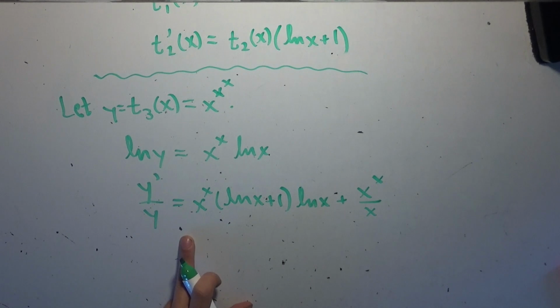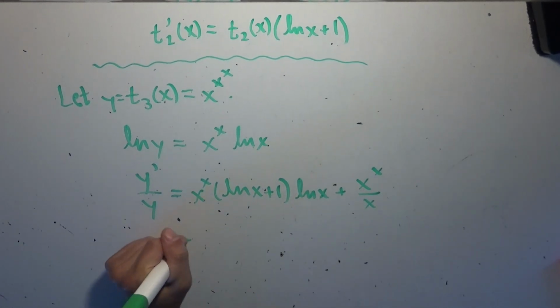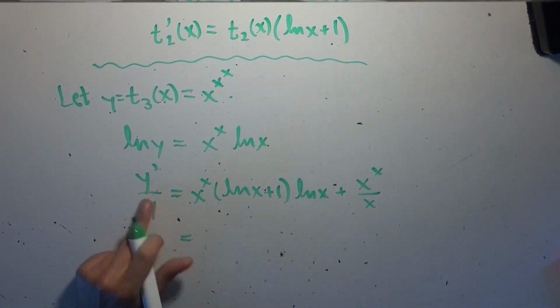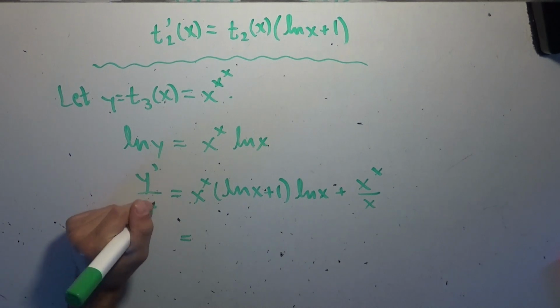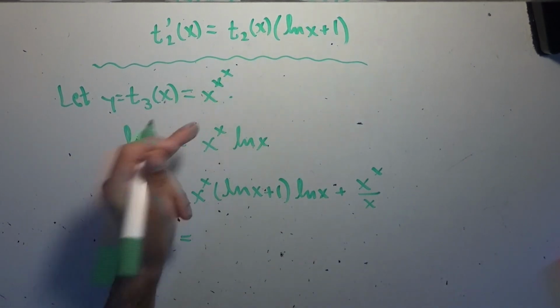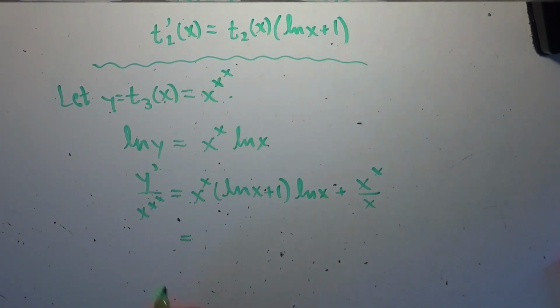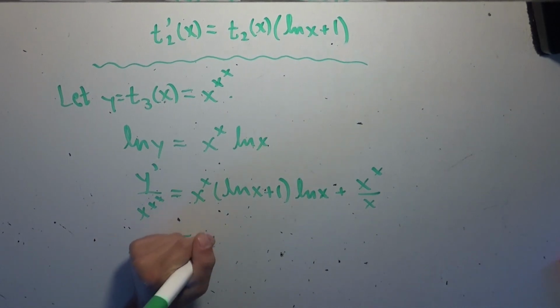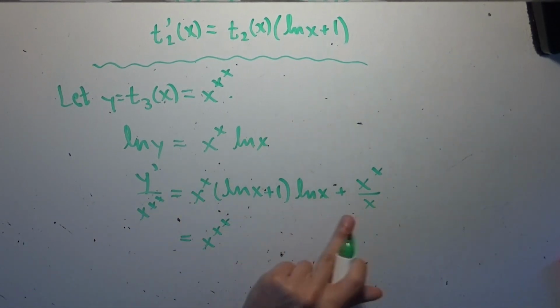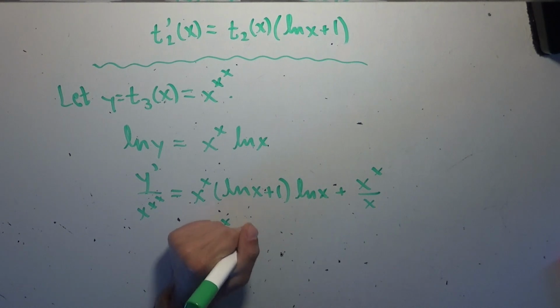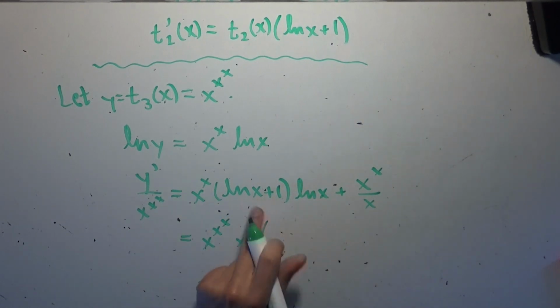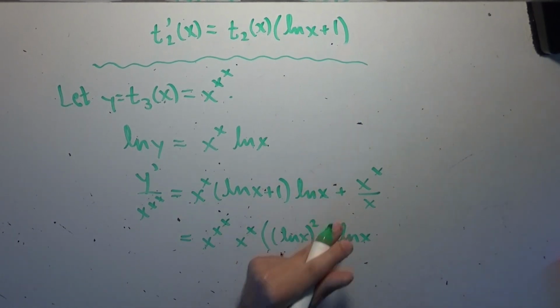Now, if we factor the x to the x out, we end up with, and this y down here is, of course, x to the x to the x, because y is the third tetration, right? It's x to the x to the x. So we multiply that over, we get x to the x to the x, and then we can factor x to the x out of both of those things, like so. And then we're left with log squared plus logarithm plus 1 over x.